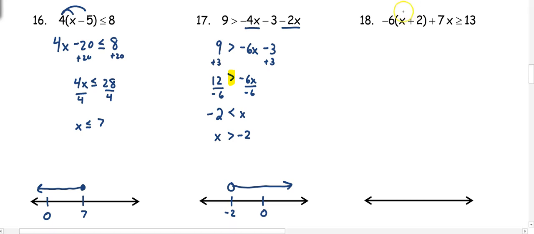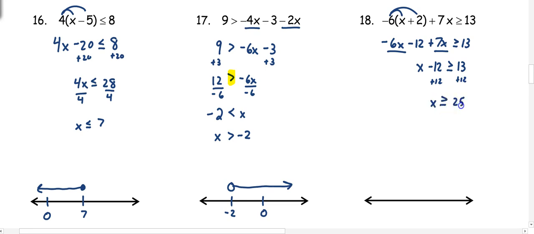Number 18, the first thing we need to do is distribute the negative 6. So we get negative 6x minus 12 plus 7x is greater than or equal to 13. So we're going to combine the x terms together, and we get x minus 12 is greater than or equal to 13. I can add 12 to both sides. I get x is greater than or equal to 25.